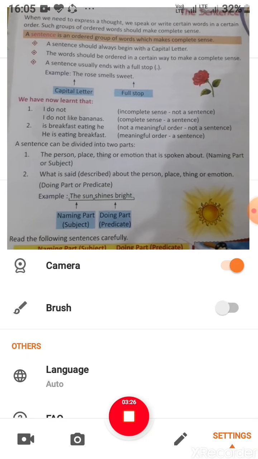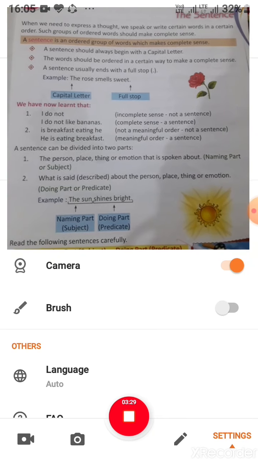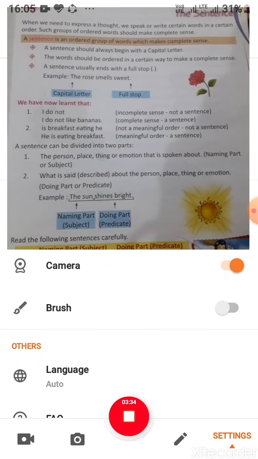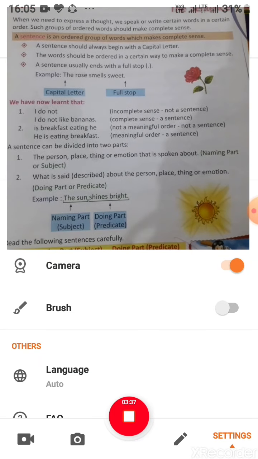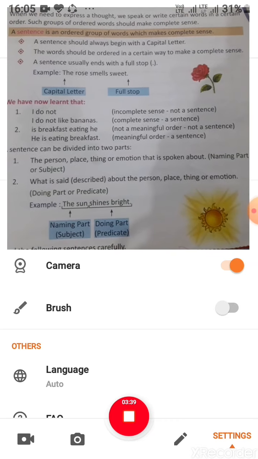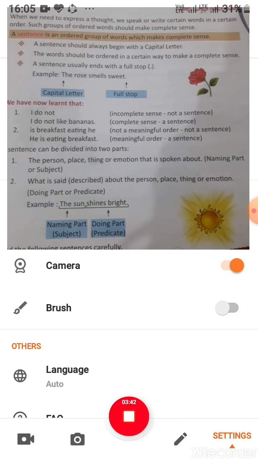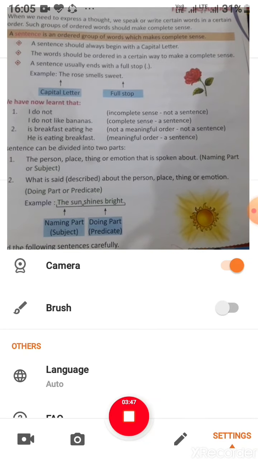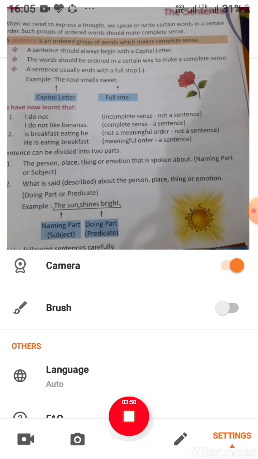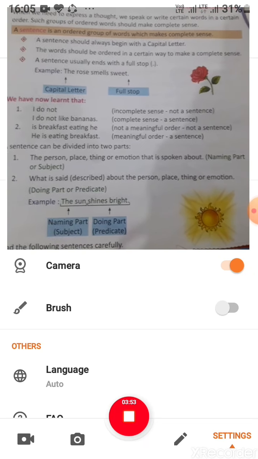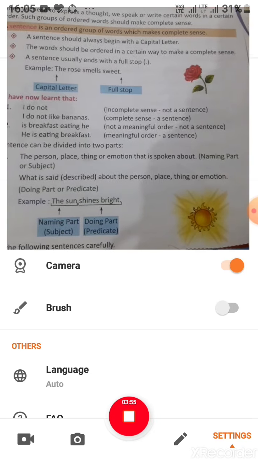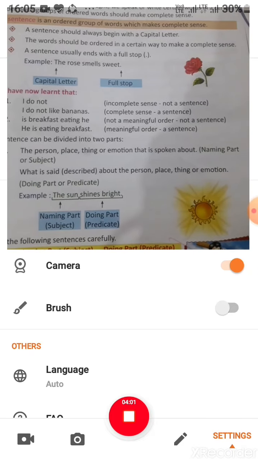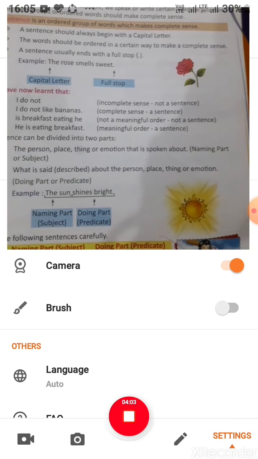Now we have to understand that we can divide a sentence into two parts. The first part is called the subject and the second part is called the predicate. The person, place, thing or emotion that is spoken about, or we can say the naming part, is known as the subject. And what is said about the person, place, thing or emotion, or the doing part, is known as the predicate.